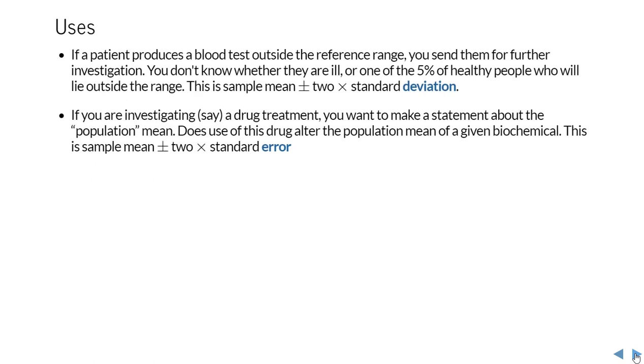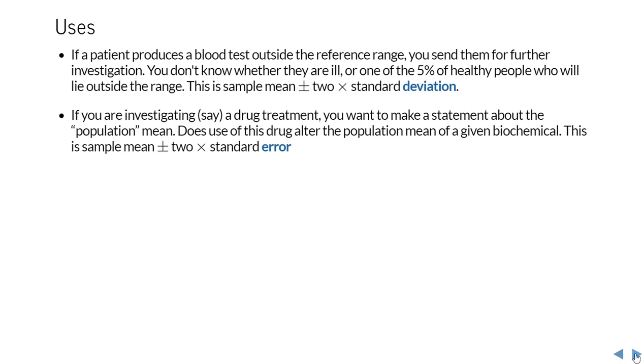So as for uses, if a patient produces a blood test outside the reference range, you will send them for further investigation. And the interesting point here is you don't know whether they're ill or they're one of the 5% of healthy people who will lie outside the range. But again, the formula: sample mean plus or minus 2 times the standard deviation.